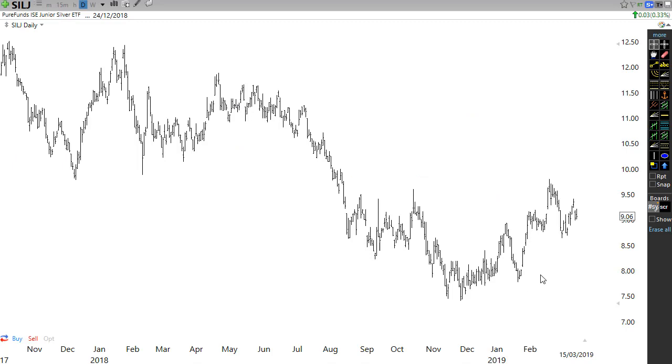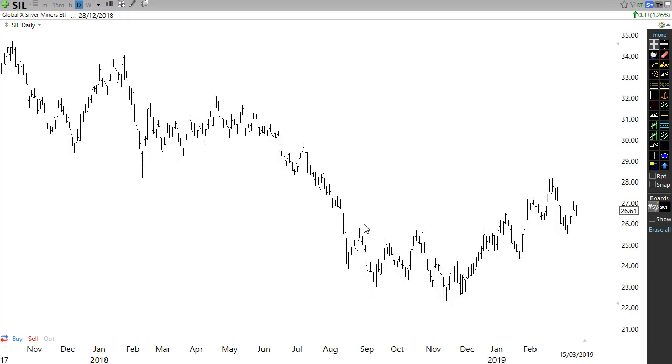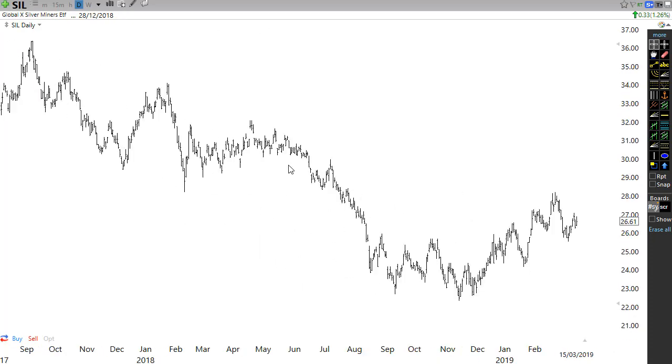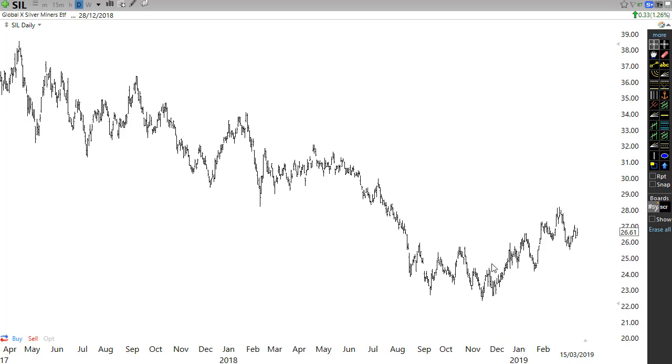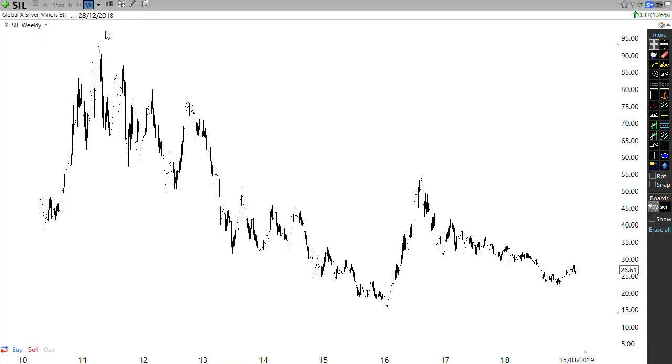Hey traders, I just want to share something really interesting that is happening right now in the silver market, the SILJ and the SIL. Firstly, let's go look at the SIL, the silver index. I'm just using this blank chart because it's helped me get a much better gauge on what's happening right now in the silver market. The SIL is the silver miner stocks.